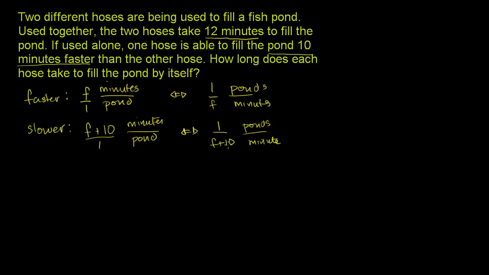If we add these two rates, we'll know the ponds per minute when they're acting together. So if we have 1 over f ponds per minute plus 1 over f plus 10 ponds per minute, this is the faster hose, this is the slower hose, this will tell us how many ponds per minute they can do together.